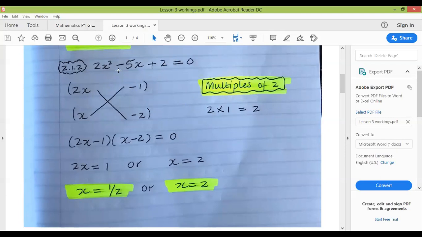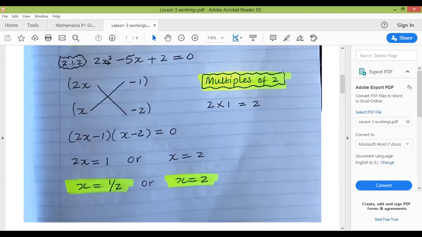Also, you must look at your middle term. Your middle term is negative 5x, boys and girls. Are you with me? Since your middle term is a negative 5x, in these two terms, 2 and 1, most definitely, the bigger number must take the sign of the middle term. That's your step one. Does it make sense?